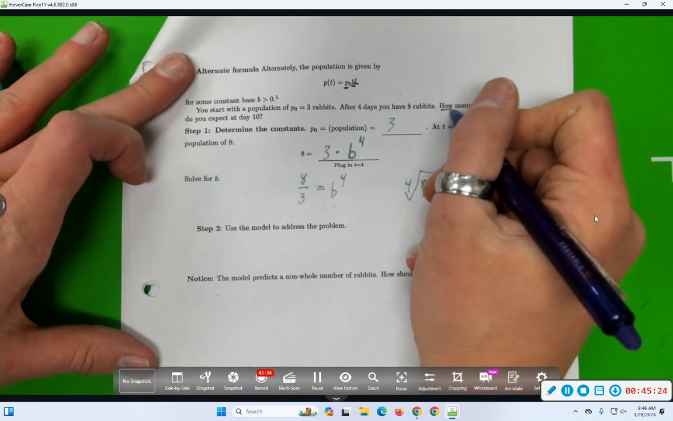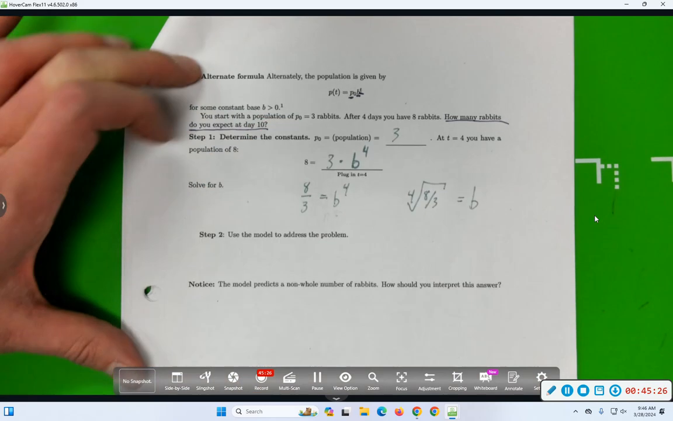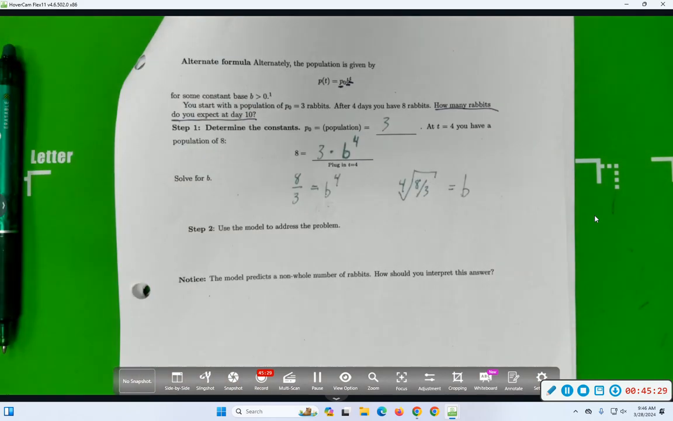Let's answer the question that's actually asked. How many rabbits do you expect to have at day 10? So, what do you need to do to address that problem? What is that problem asking you to do? So we figured out the base now. What do we need to do to accomplish that thing underlined in purple? Just change the 4 to 10. So it's 3 times b raised to 10. Yeah, awesome. And we know what b is now.